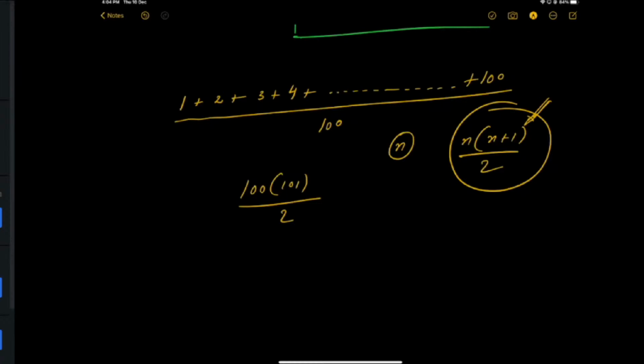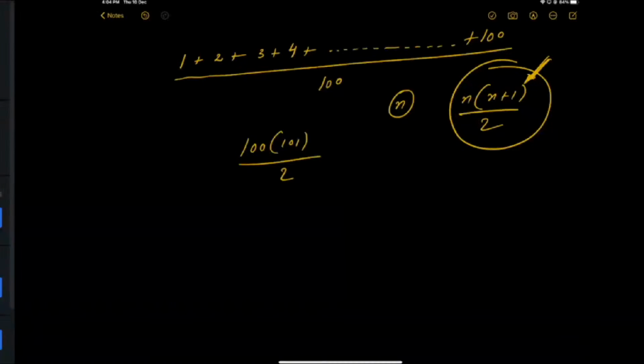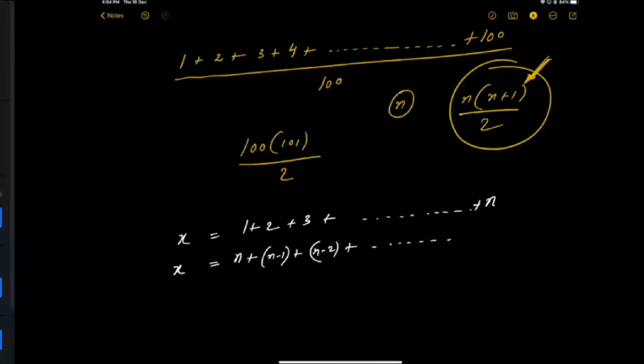When his teacher asked him to add all the numbers from 1 to 1000, he immediately answered the question. When the teacher came, the teacher was surprised. How did he add all the numbers from 1 to 1000 in such a small duration? He said it's quite easy. Take x equals 1 plus 2 plus 3 plus all the way to n; I'm taking it as n here. Then he told to write it again in reverse order. So n comes first, n minus 1 comes next, then n minus 2, and so on, and at last you will get 1. Then add.